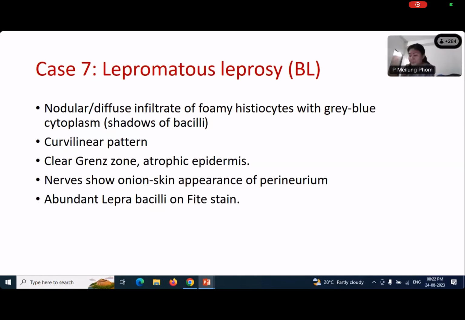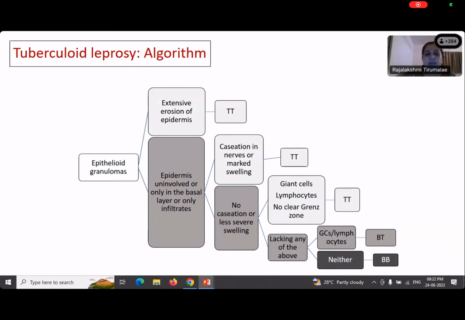It's a borderline lepromatous leprosy because you're seeing the onion skin appearance of the perineurium with the infiltrate, right? But what is characteristic of leprosy pattern in both the lepromatous and the tuberculoid spectrum is the curvilinear pattern. In fact, it's better appreciated in a borderline tuberculoid leprosy. I did not show you that. And in lepromatous leprosy, you get a diffuse or a nodular infiltrate. So this is a little algorithm to help you classify leprosy accurately. In fact, 80% of the cases we see are tuberculoid and a few are lepromatous, right?